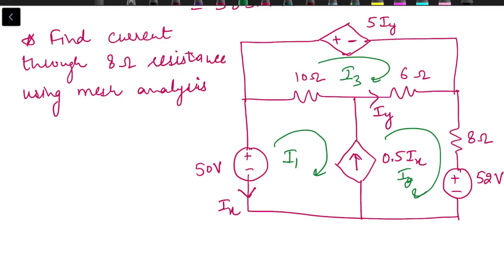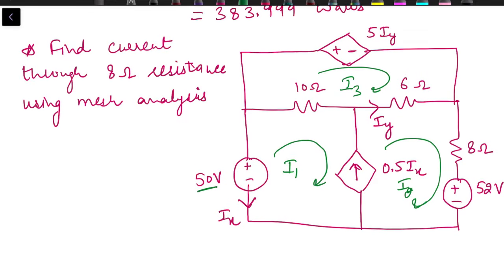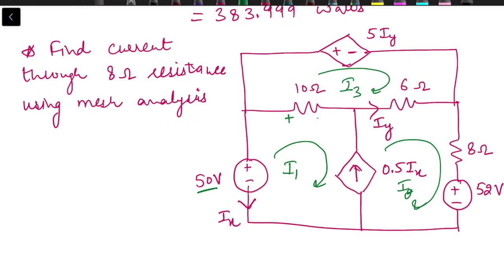I3. Now when we try to apply KVL to mesh 1, we can write the voltage as 50 volts. We can mark the polarity of voltage drop across the 10 ohm resistance. We can write that value as well. But when we come across this 0.5 I1 current source, we don't know what the voltage across this is, so we can't apply KVL. And the same is the case when we move on to the second mesh.